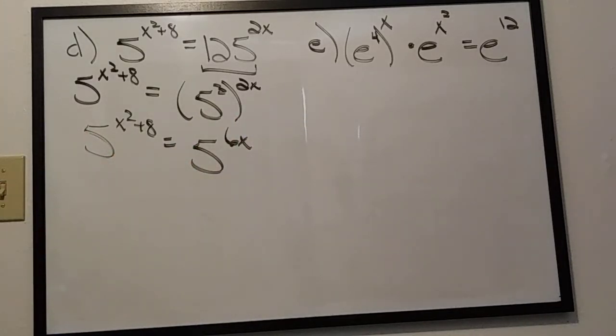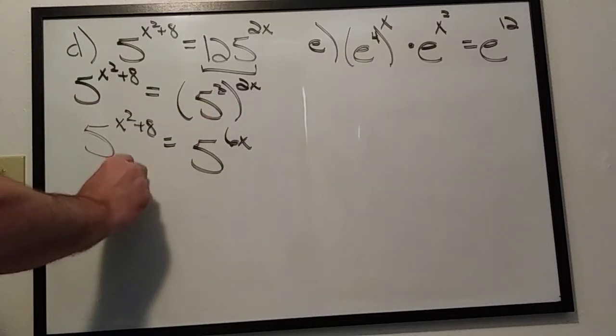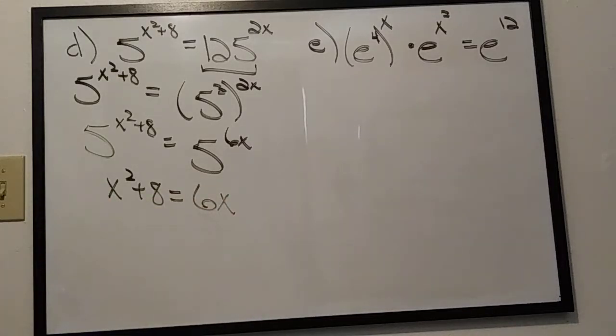Now that I look at this, I have the same base on the left-hand side and the right-hand side. So the property from above is going to kick in. 5 to a power equals 5 to a power. The only way that that can be true is if the exponent on the left is equal to the exponent on the right. So x squared plus 8 has to equal 6x. Now that I have that, this is a quadratic equation. I can solve quadratic equations using all of those techniques we've talked about earlier in the course. I can use the zero factor property, I can use the quadratic formula, I can use completing the square. All of those things are still available to me.